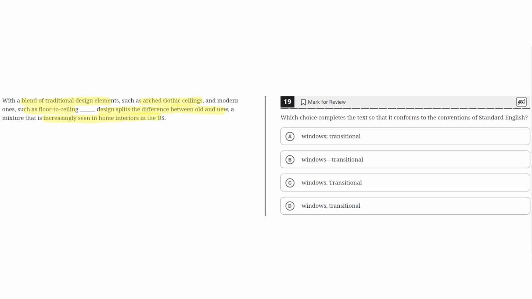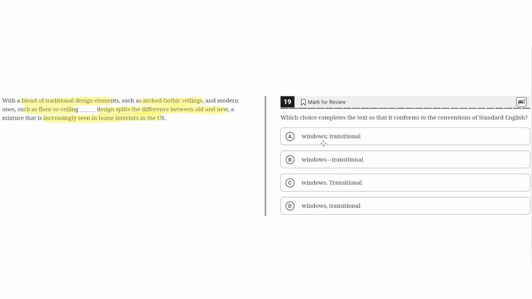So looking at this sentence, we can see that this sentence has one independent clause, and there's an introductory phrase which begins with a blend of traditional design elements and ends with such as floor-to-ceiling windows. So typically, to separate an introductory clause from the rest of the sentence, there is a comma after the introductory clause. So the answer choice that is best for this blank would have a comma after this introductory clause. So let's look at the answer choices.